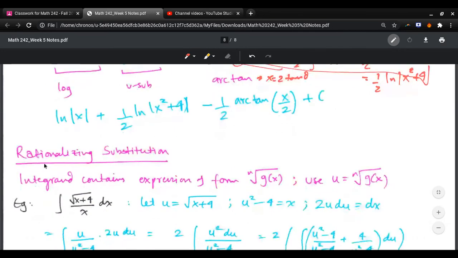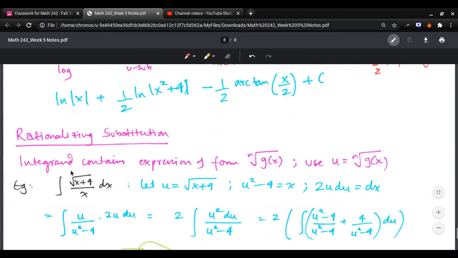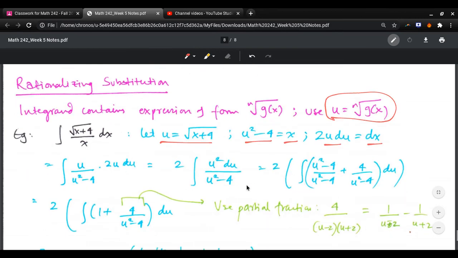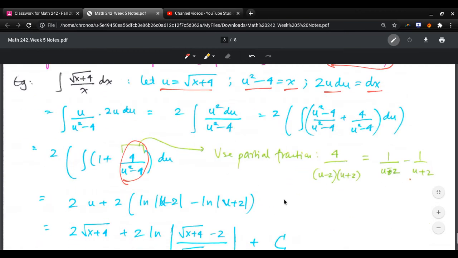Now sometimes another strategy is rationalizing substitutions, meaning the integrand consists of forms of the nth root of g of x. What you do is you just sub that as u. For example, square root of x plus 1 over x dx, then you let u equal square root of x plus 1, then u squared minus 4 is x, 2u du is dx, and you end up with this term for which you can then use partial fractions.